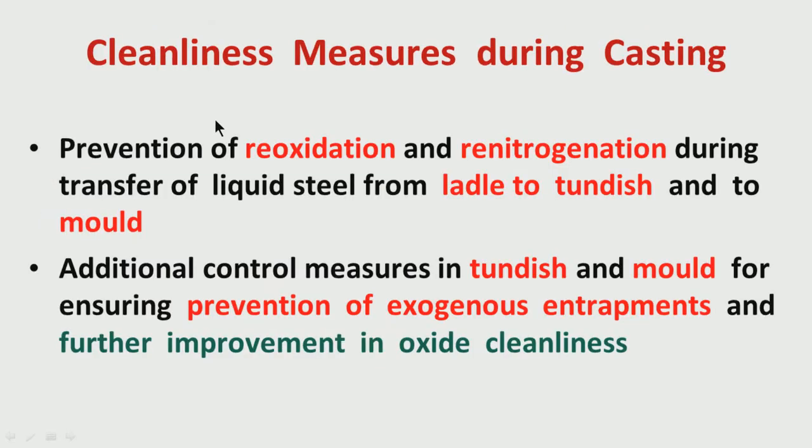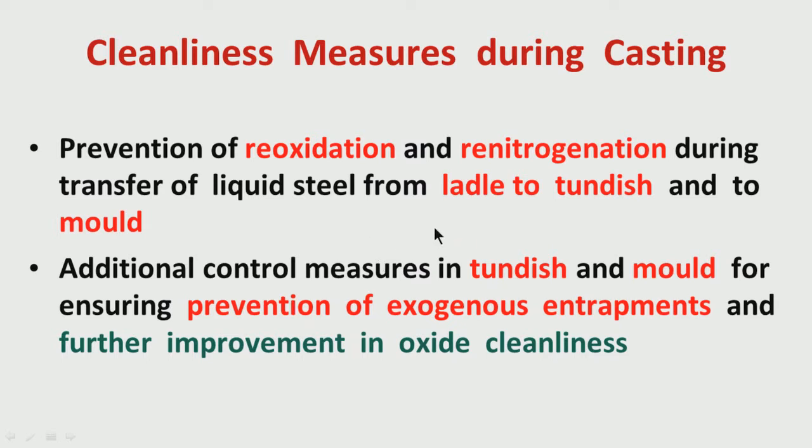How do we do that? We have to prevent reoxidation and renitrogenation during transfer of liquid steel from ladle to tundish and again from tundish to the mold. This is the first requirement. Then additionally, some more control measures have to be taken in tundish and mold for ensuring that new exogenous entrapments do not get into the steel, they are prevented.